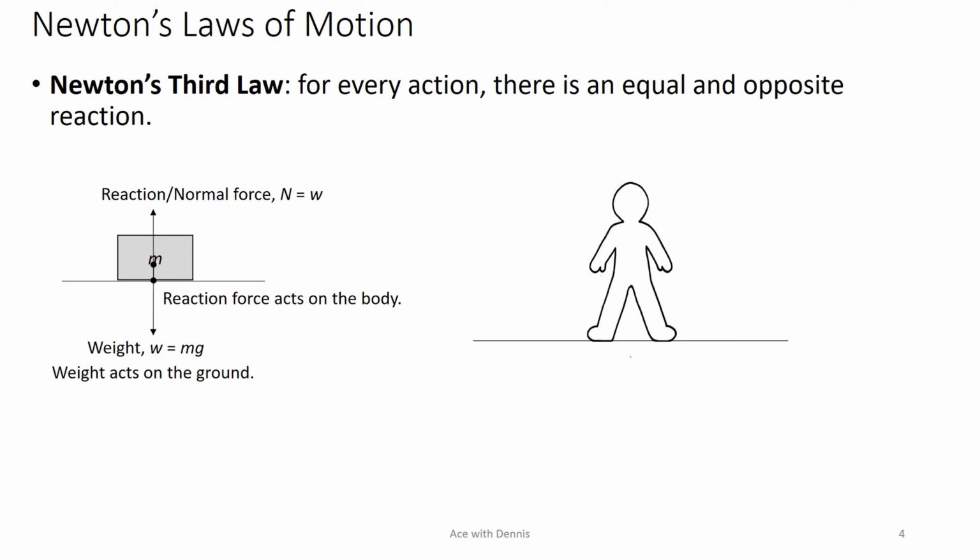So if a man with a weight of W equals mg is standing on the ground with 2 feet, the reaction will distribute equally on each leg. So the first one will be N equals W over 2 and the second one will be the same, N equals W over 2.